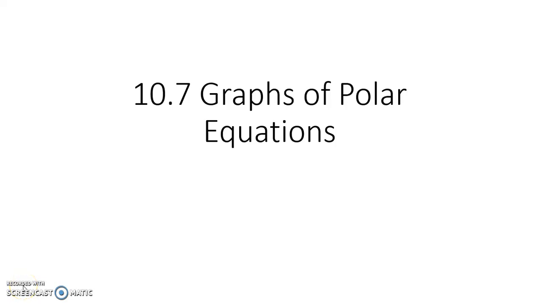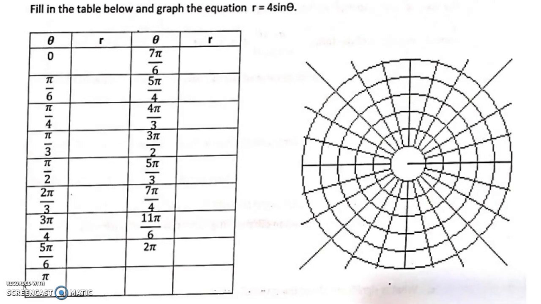For 10.7, we are still looking at polars, but now we're actually looking at our graphs. You will need to have already done, or at least attempted, this packet in order to do this video. So at the very top of the packet, it does ask for your independent and dependent variable. Your independent should be your theta. Your dependent should be your r.